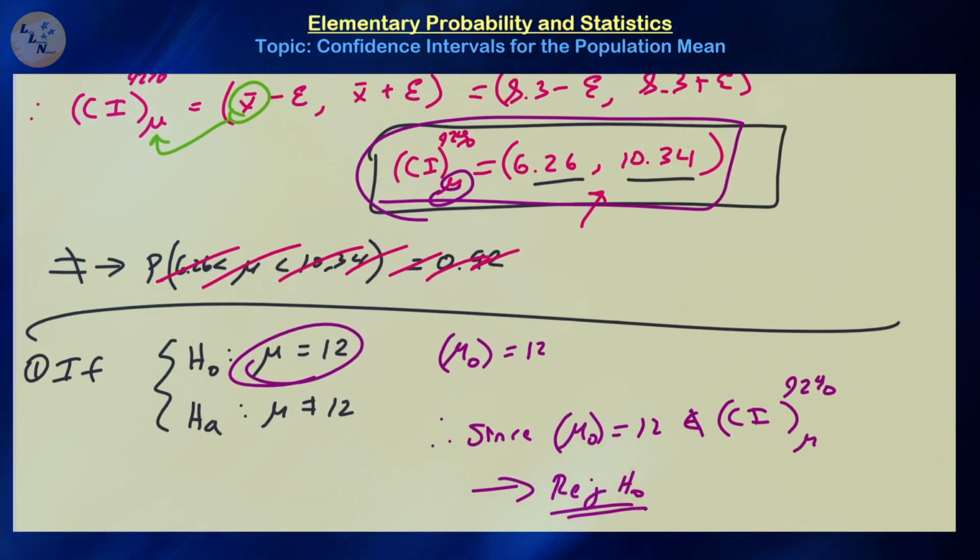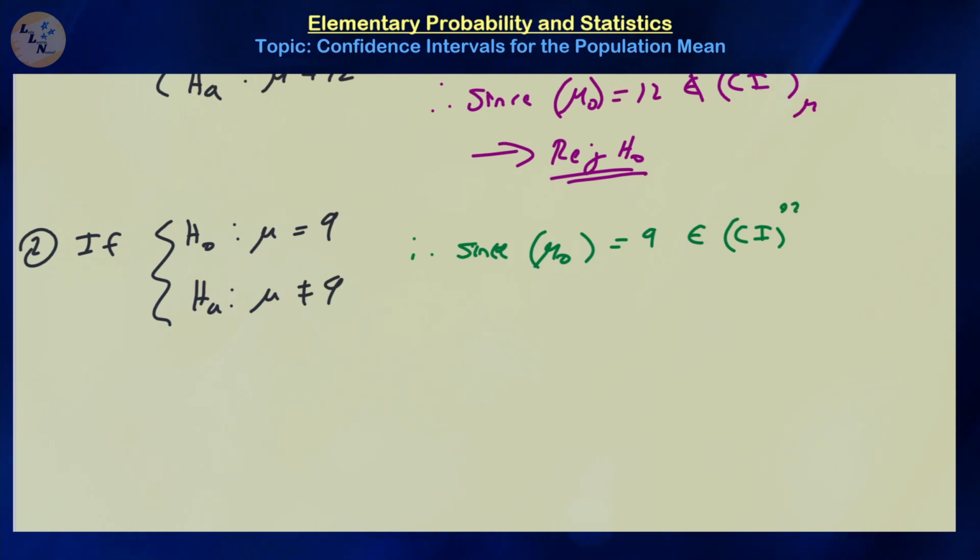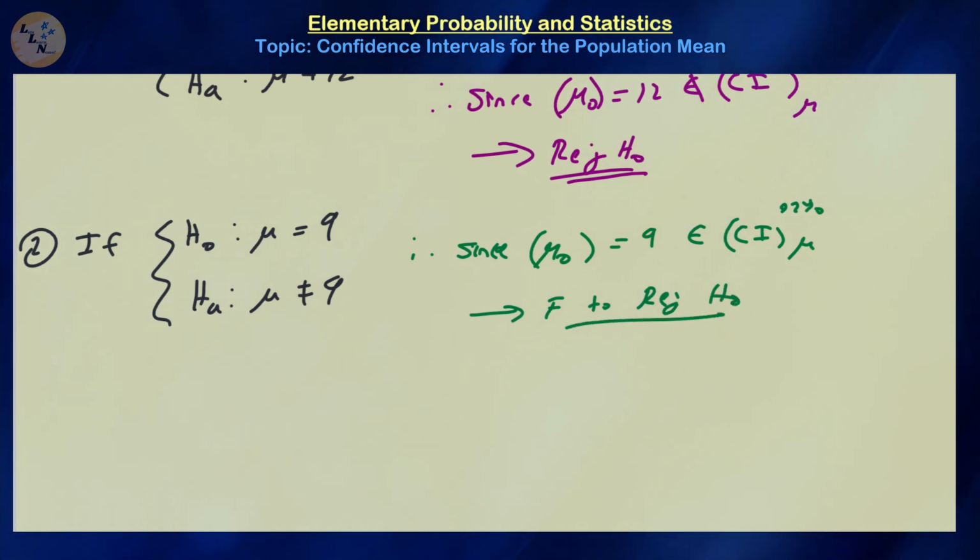So remember our confidence interval was 626 up to 1034. So 9 is definitely in that interval. So in this particular scenario, we say since the claimed value of mu, which is equal to 9, is in our confidence interval, in particular our 92% confidence interval, then we're going to fail to reject the null hypothesis.